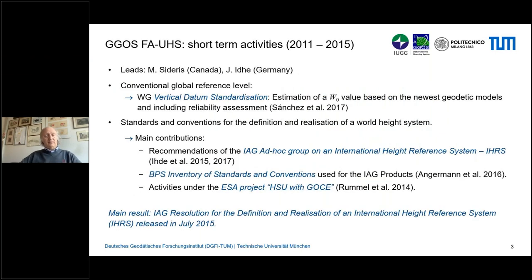So these were the activities that were performed during this time period from 2011 to 2015. At that moment, the work was concentrated on defining conventionally this global reference level, and the main aim at that point was to define a new value for the W0, which is by convention to be selected in order to refer all the height systems. Since we are talking about the physical height system, this is the reference value for GGOS. And that was, in this 4 year period, the idea and the concept.